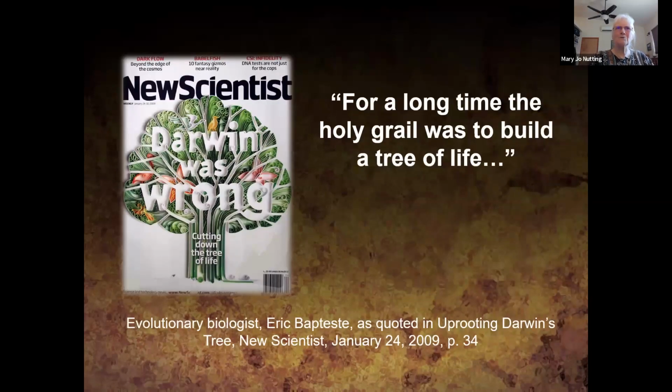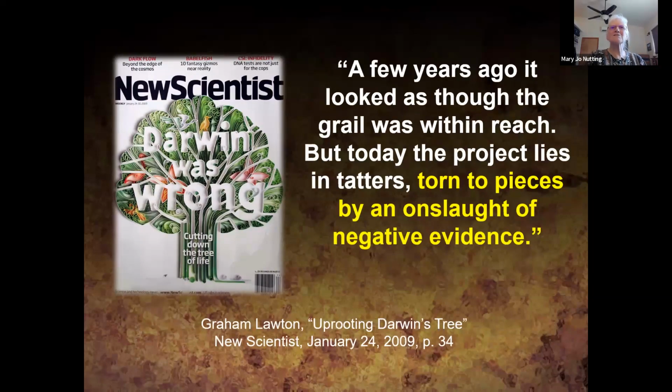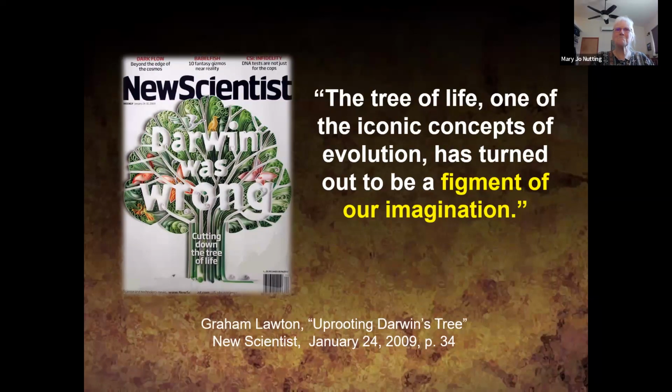He says, for a long time, the Holy Grail was to build a tree of life. A few years ago, it looked as though that grail was within reach, but today the project lies in tatters, torn to pieces by an onslaught of negative evidence. What's the negative evidence they're talking about? It's actually developments in the whole research into DNA. And so as they looked at the DNA and at the complexity of the DNA and the way that it works, they said that the DNA itself is evidence against this kind of Darwinian evolution. The article goes on to say, the tree of life, one of the iconic concepts of evolution, has turned out to be a figment of our imagination.